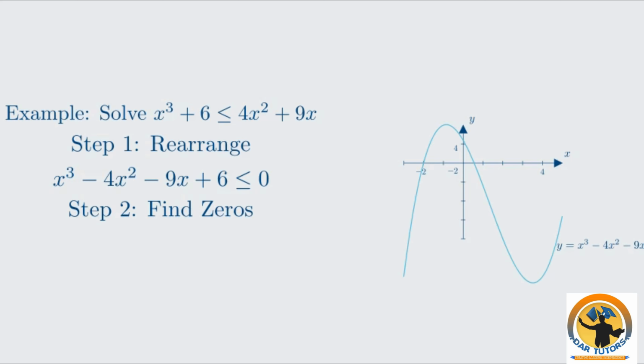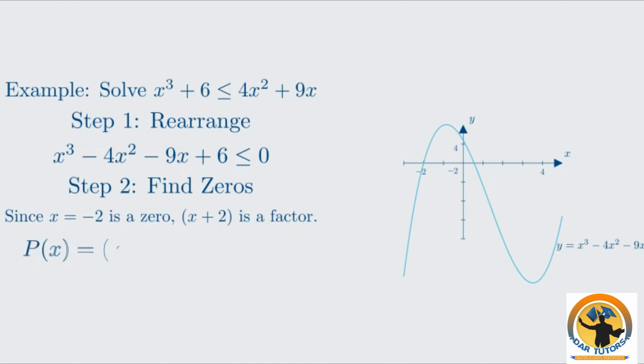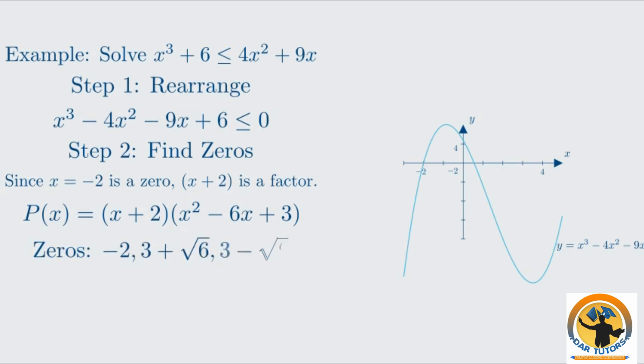A graph shows a root at x equals negative 2. Since x equals negative 2 is a zero, x plus 2 is a factor. We can now factor the polynomial. By equating coefficients, we find that x cubed minus 4x squared minus 9x plus 6 equals x plus 2 times x squared minus 6x plus 3. The zeros of this polynomial are negative 2, and from the quadratic formula, 3 plus or minus the square root of 6.